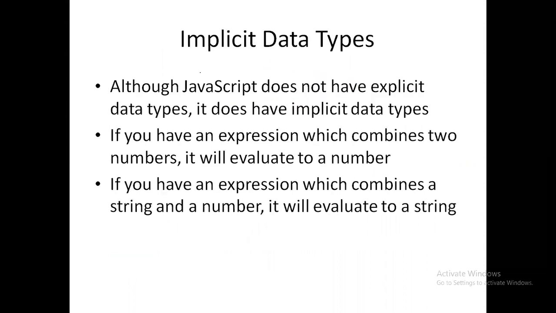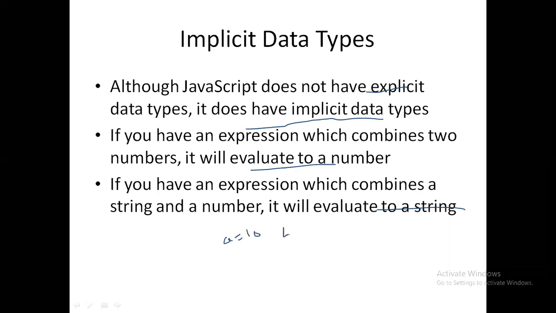Then coming to implicit data type. I have something called implicit and explicit data types. JavaScript does not have any explicit data type, and it has only implicit data type. Now what is this implicit data type? If you have an expression that combines two numbers, you can evaluate the numbers. If you combine a string and a number, it is treated as a string. Now what do I mean by this? When I say a is equal to 10, and again I have a variable b is equal to 10 or 20, something like this.